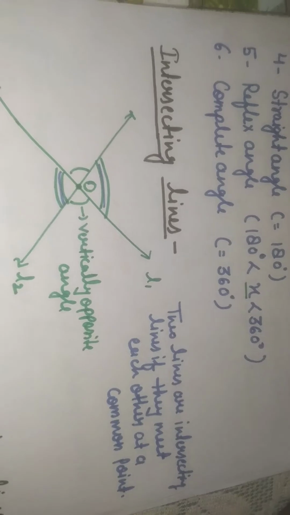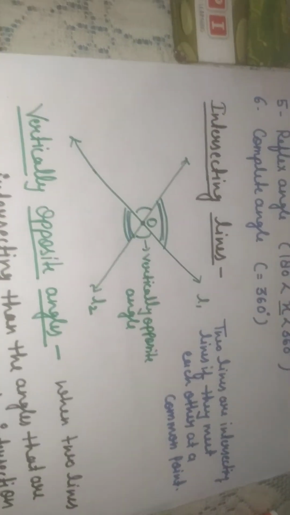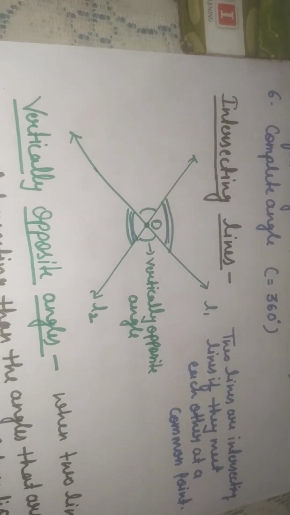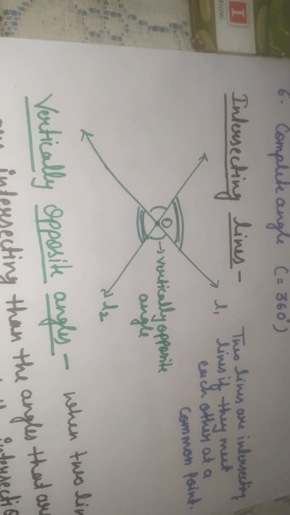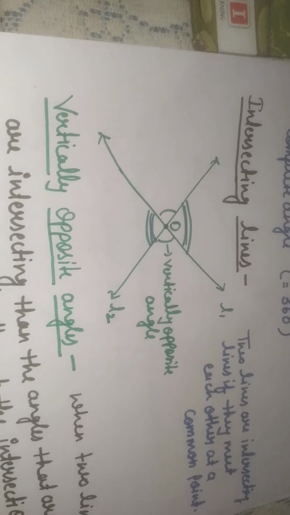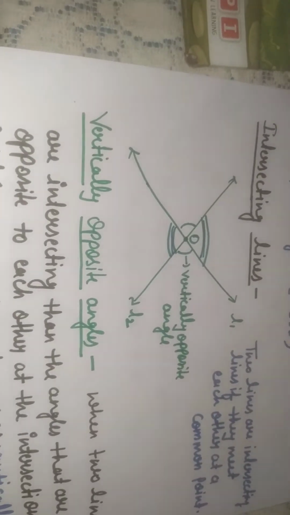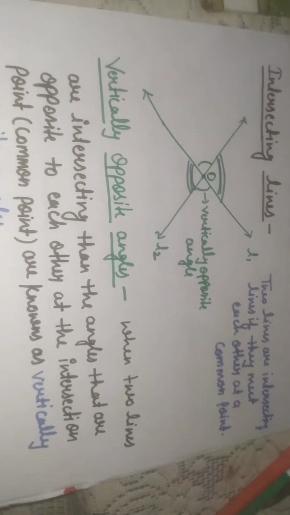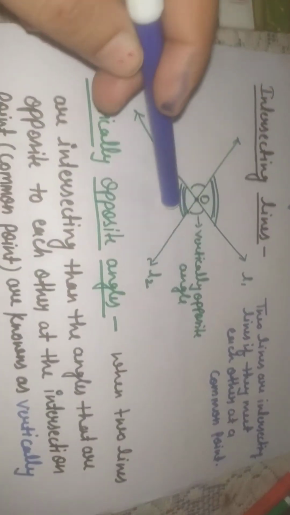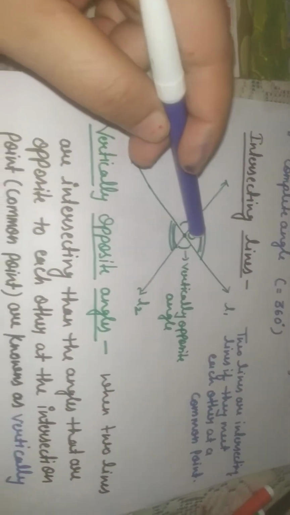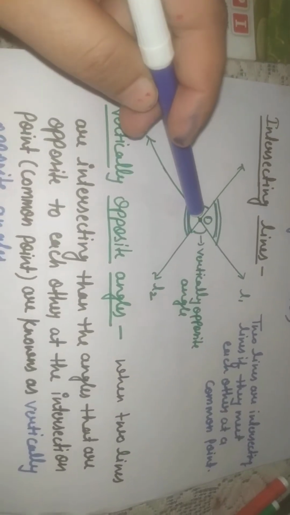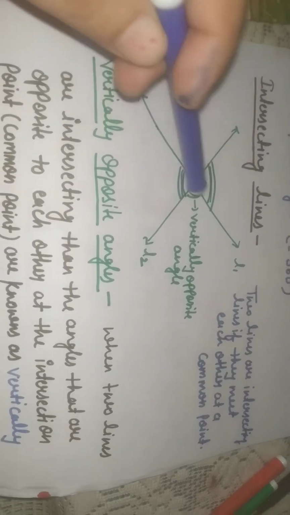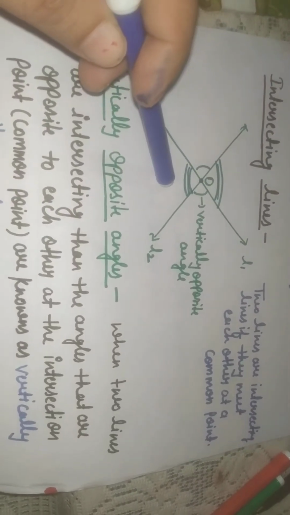Intersecting lines, you all know about intersecting lines. Two lines are intersecting lines when they meet at a common point. Vertically opposite angles are formed by intersecting lines. When two lines intersect, the angles that are opposite to each other have a common point but don't have any common arm, then they are known as vertically opposite angles.